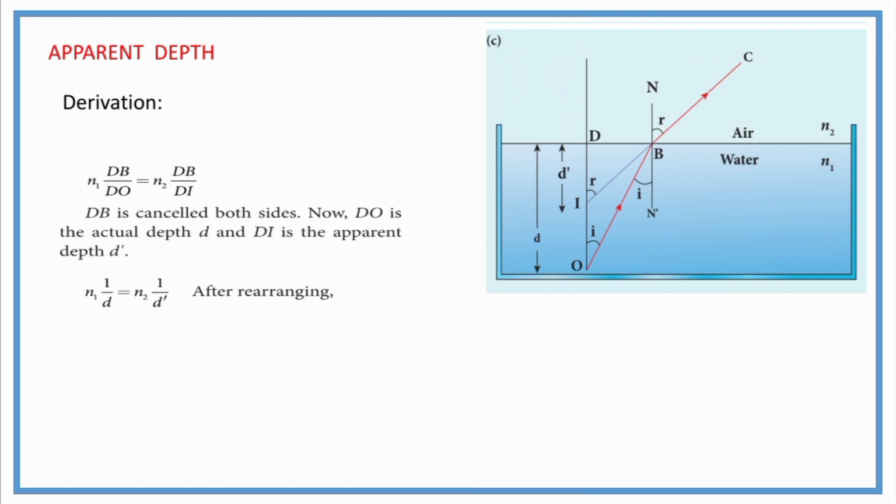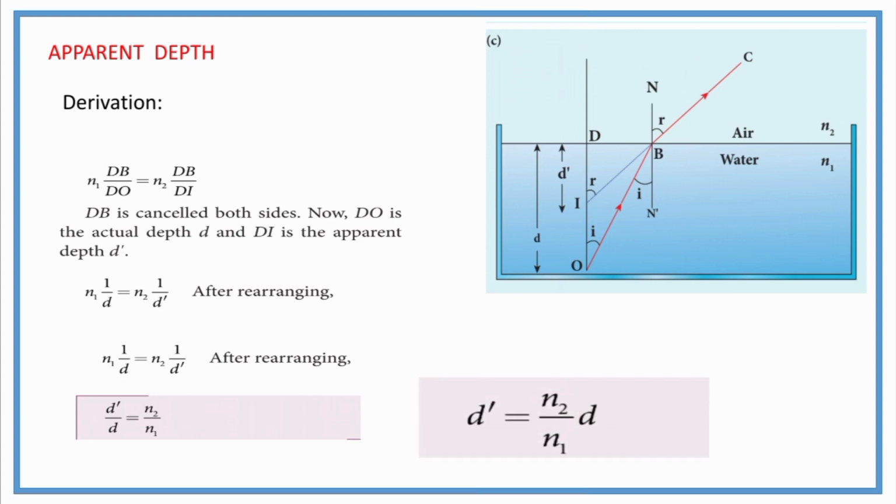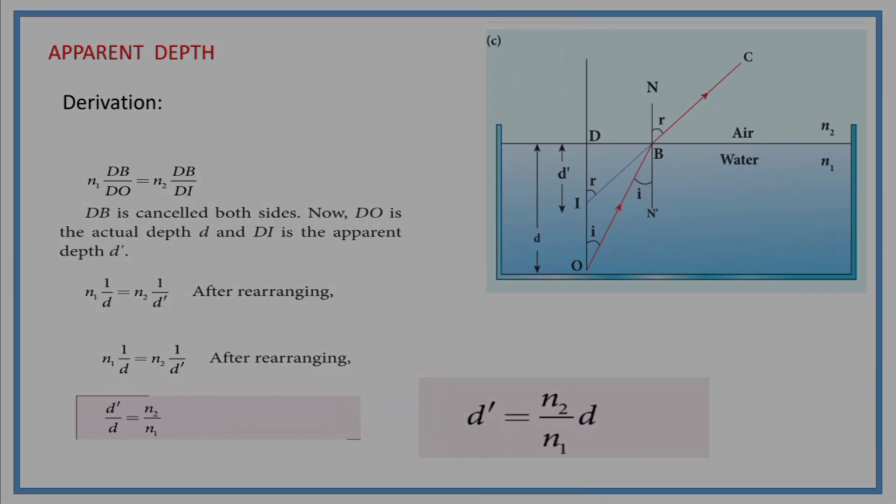We obtain n1 dB divided by dO equal to n2 dB divided by dI. Cancel the dB on both sides and apply the value dO equal to d, that is the actual depth, and dI equal to the apparent depth, that is d dash. We obtain n1 divided by d equal to n2 divided by d dash. Rearranging the equation, we obtain d dash divided by d equal to n2 divided by n1. We need the apparent depth, that is d dash, so we change the equation and obtain d dash equal to n2 divided by n1 times d.